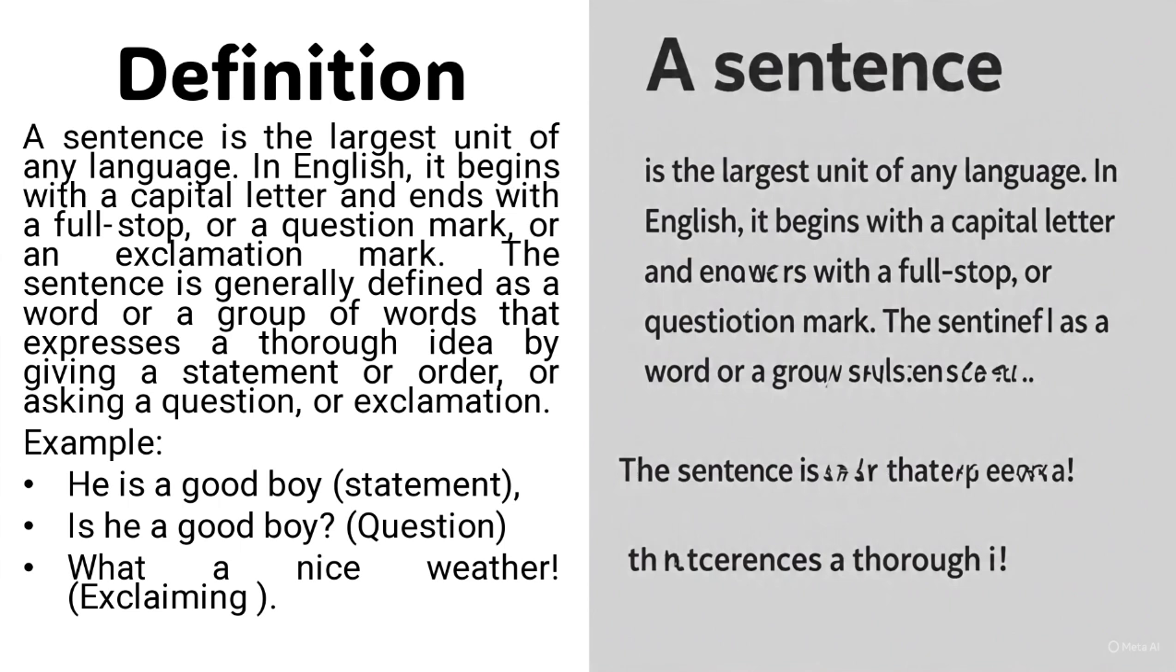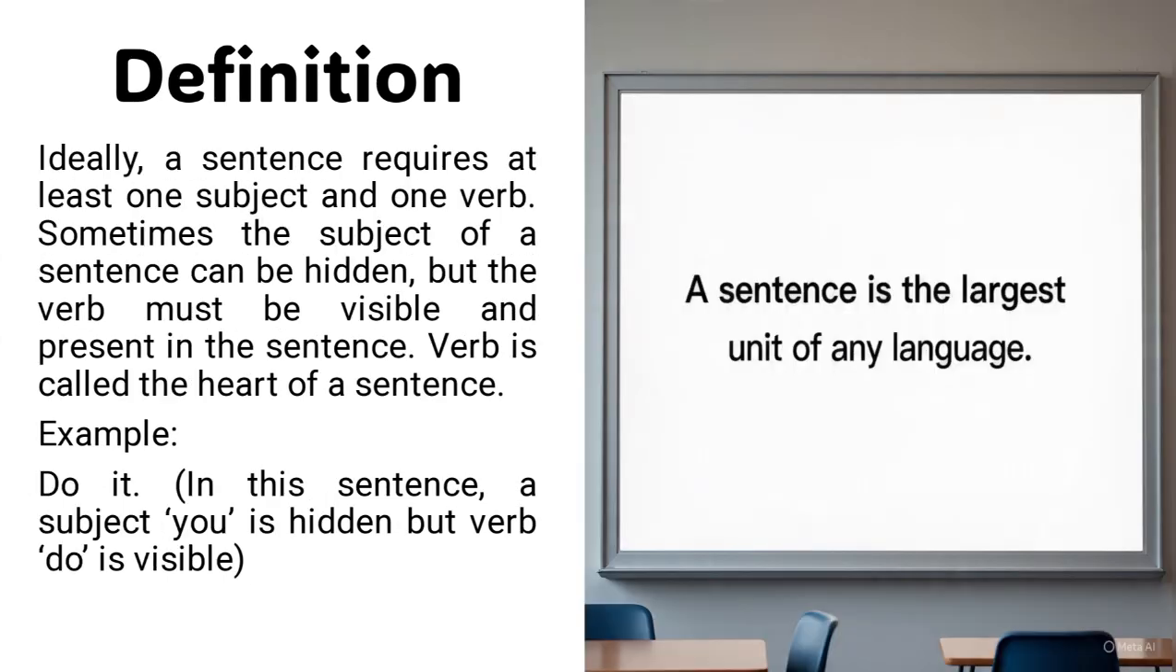Example. He is a good boy. Statement. Is he a good boy? Question. What a nice weather. Exclaiming. Ideally, a sentence requires at least one subject and one verb.